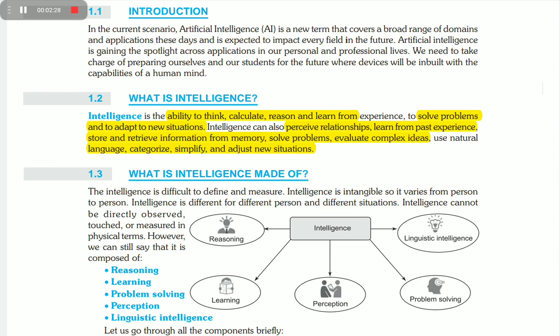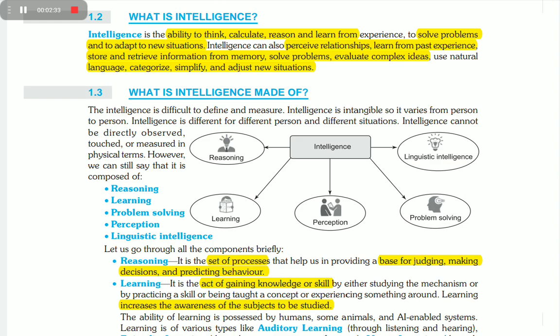Again, now we will cover the topic: what is intelligence. Intelligence is the ability to think, calculate, reason, and learn from experience, to solve problems, and to adapt to new situations. Intelligence can also perceive relationships, learn from past experience, store and retrieve information from memory, solve problems, evaluate complex ideas, use natural language, categorize, simplify, and adjust to situations.